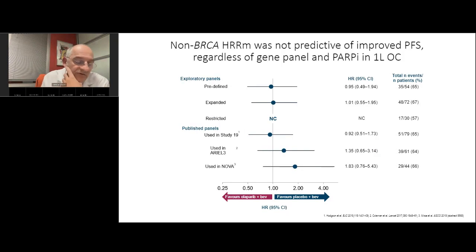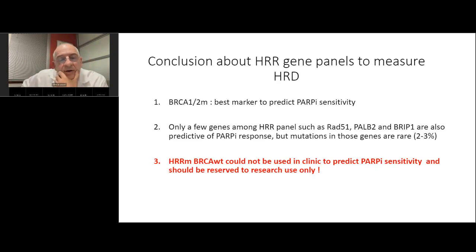And this is confirmed by other studies looking specifically at HR gene panels, and as you can see, it's a little bit disappointing. So my conclusion of this part is that if you look at scores, BRCA1 and BRCA2 are first in class. They are the best marker to predict PARPi sensitivity. And only a few genes among the panel could do that, namely RAD51, PALB2, BRIP1, but only 2 to 3% of mutation. So it's not sufficient.